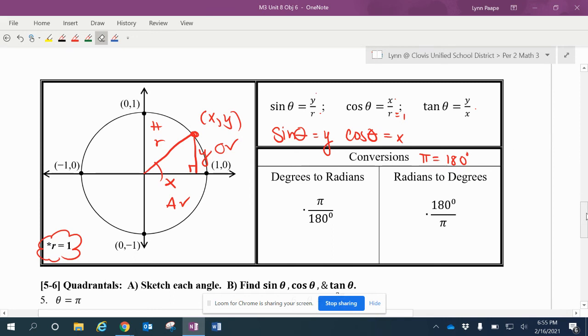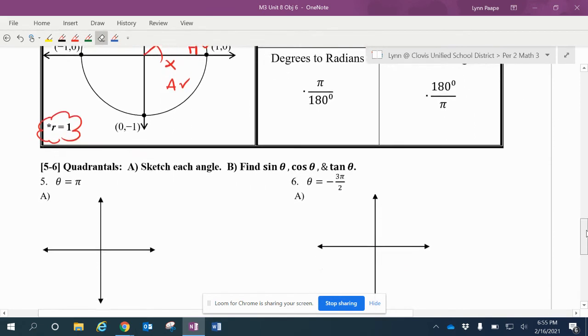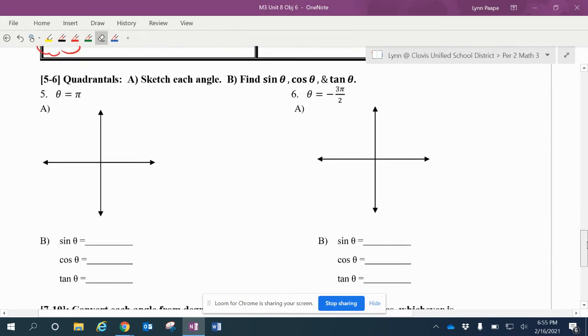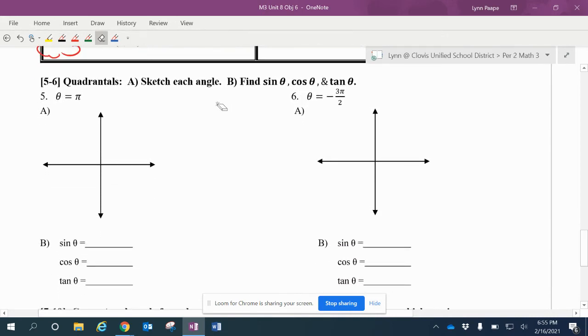All right, so let's go ahead and take a look at a few problems here. So we'll take a look at number 5. We're looking to just sketch each angle. And so I'm going to label my quadrantal. So this would be 0. I'm going in a positive direction. That would be pi. And I can stop right now because I can see that I'm trying to graph theta is equal to pi. So that would be just head straight to the left.